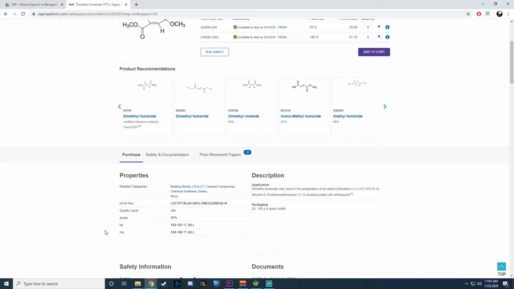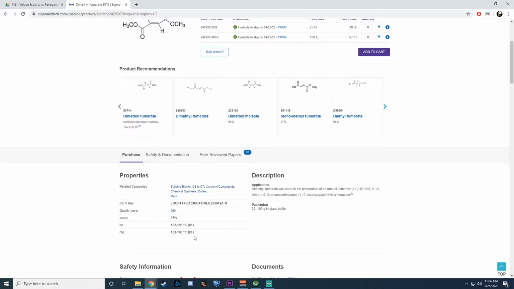And unlike the last compound, this one is a solid at room temperature, which we know because it melts at around 100 degrees. So the relevant physical property for this thing would be its melting point, right? We're never going to get this thing to 200 degrees Celsius in this lab to boil it, but it would be helpful to know that this thing melts at around 100 degrees, so you at least know it's a solid at room temperature.